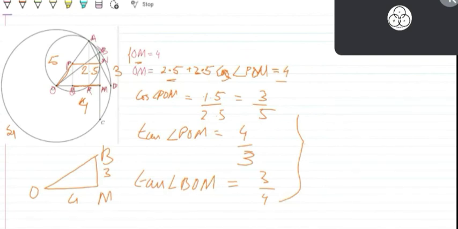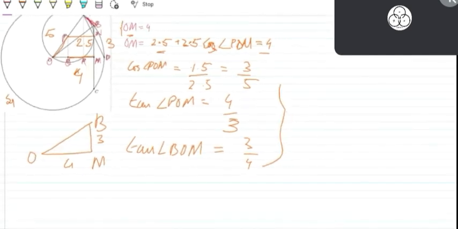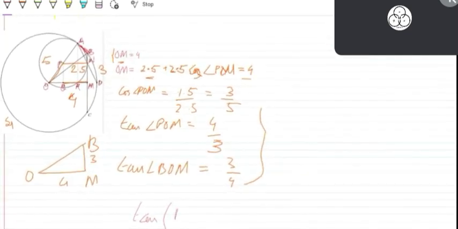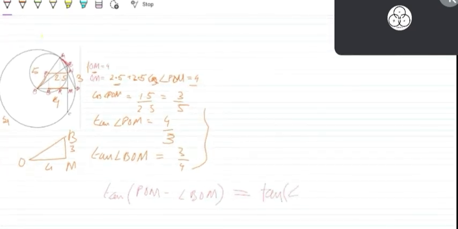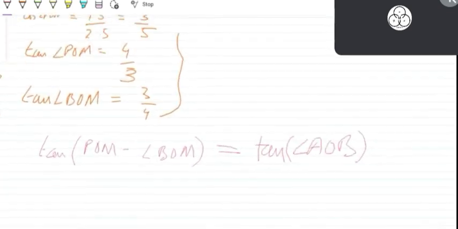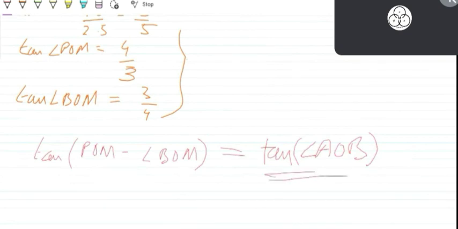So we are finding angle AOB, the sine of minor arc AB. You can easily find out angle AOB using this subtraction of tan: tan of angle POM minus angle BOM equals tan of angle AOB, right? And the writing is very clear, I know. So AOB, and you can easily evaluate the value of the sine.